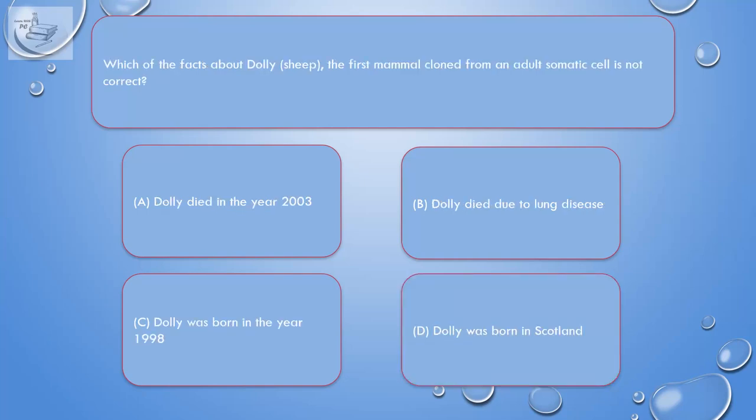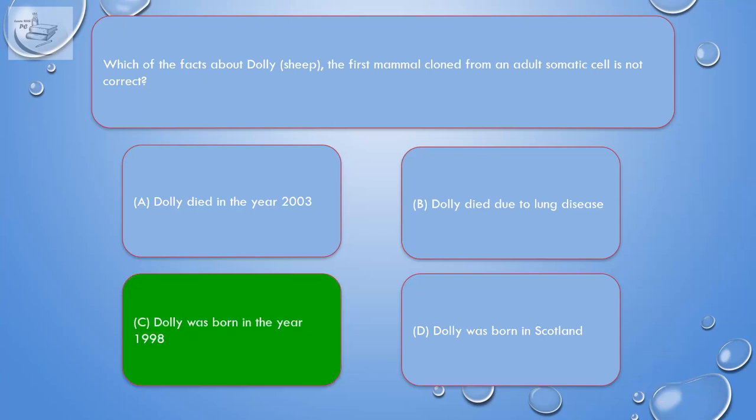Question: which of the facts about Dolly sheep, the first mammal cloned from an adult somatic cell, is not correct? A. Dolly died in the year 2003. B. Dolly died due to lung disease. C. Dolly was born in the year 1998. D. Dolly was born in Scotland. Correct answer is C. Dolly was born in the year 1998.